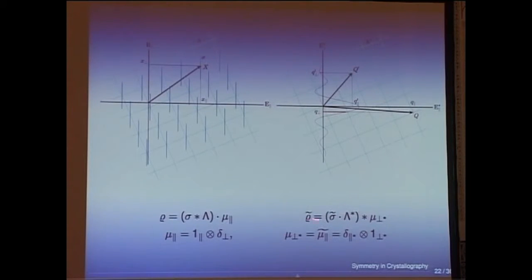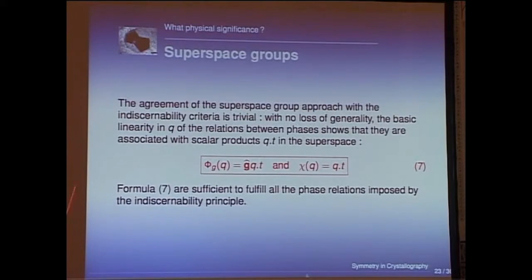So that means that here I will multiply each term by the exponential, 2 pi i q t. But t now is a translation of the two-dimensional object. So what comes out beautifully is that the superspace group approach does totally fit the understandability criterion. And the way it does it is very simple: that phase is simply q times the scalar product, t being any translation in the large space.